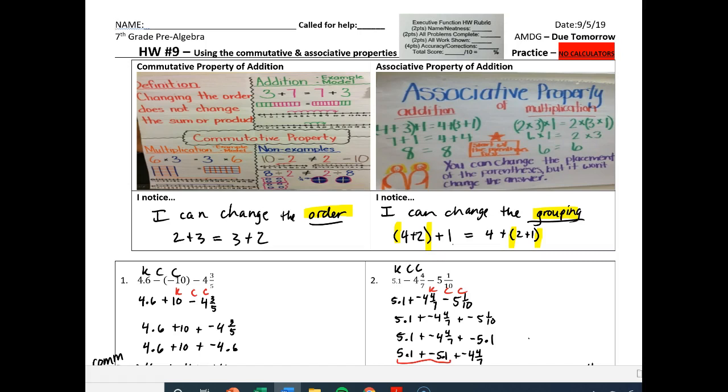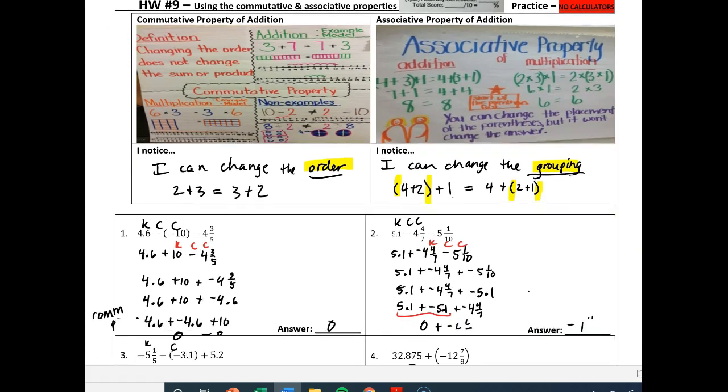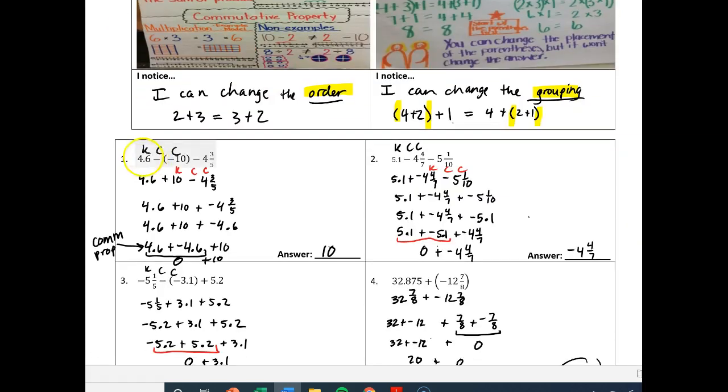So we can use these two properties as well as our ability to convert between fractions and decimals and our knowledge of the additive inverse, opposites equaling 0, to make really complex problems a little bit easier. So take a look at number 1. First, you're always going to KCC whenever you see subtraction. So 4.6 minus a negative 10 minus 3/4 becomes 4.6 plus 10, and then you might have to KCC a second time. So that 10 minus 4 3/5 becomes 10 plus negative 4 3/5.